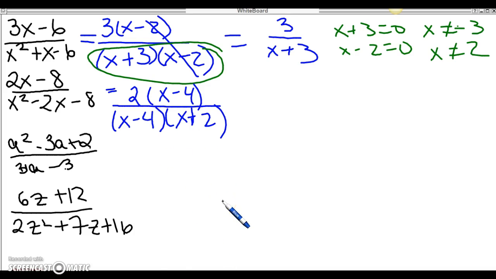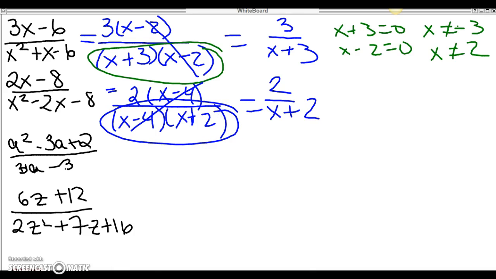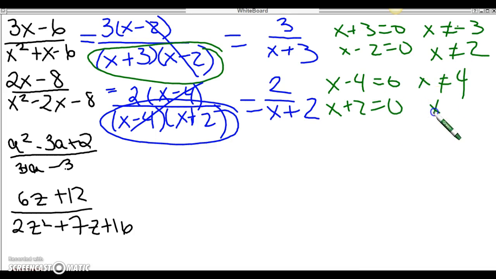So I see the like factor on top and bottom is x minus 4, so I get 2 over x plus 2. For my excluded values, again, I look at my denominator, and I get x minus 4 equals 0, and x plus 2 equals 0, so x cannot equal 4, and x cannot equal negative 2.